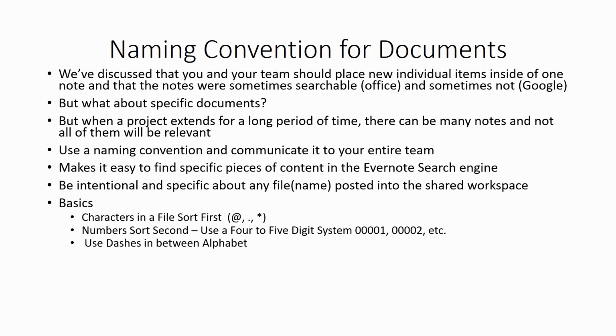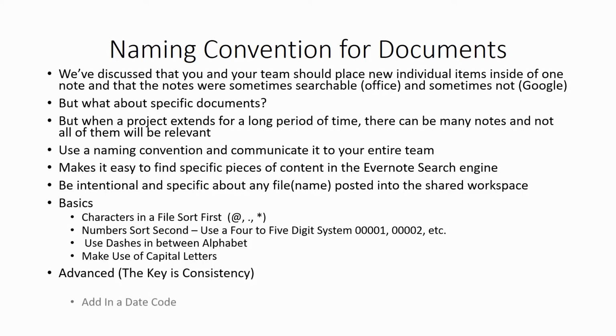When you place words in your file names, you want to use dashes between the words, and make use of capital letters because this will make it easy to visualize what you're seeing. Now, when you're working to be a little more advanced, the key is going to be consistency in exercising the naming convention. You can add in a word that represents a date, in other words a numerical date or even a month and a date. You can add in a project code. And again, the key is going to be consistency. This will make your searching easier across your notebooks.